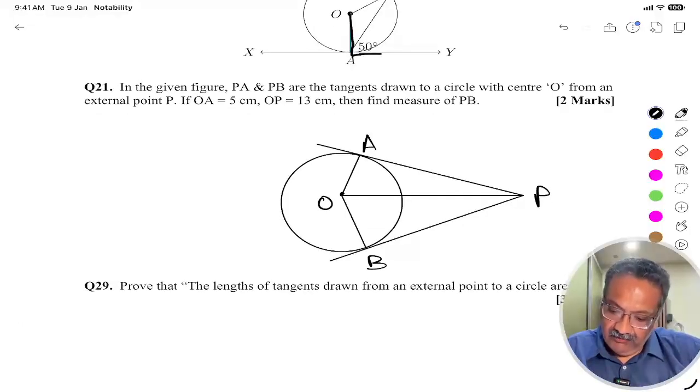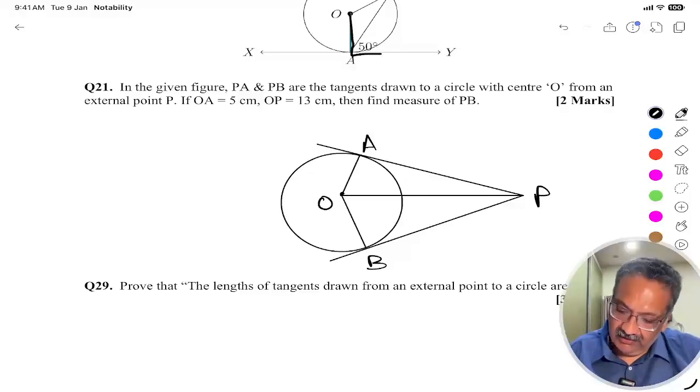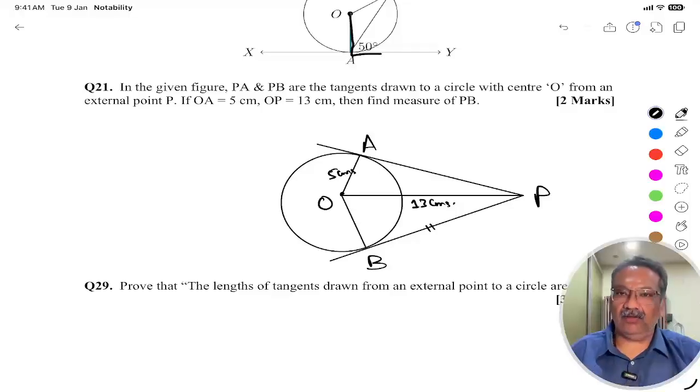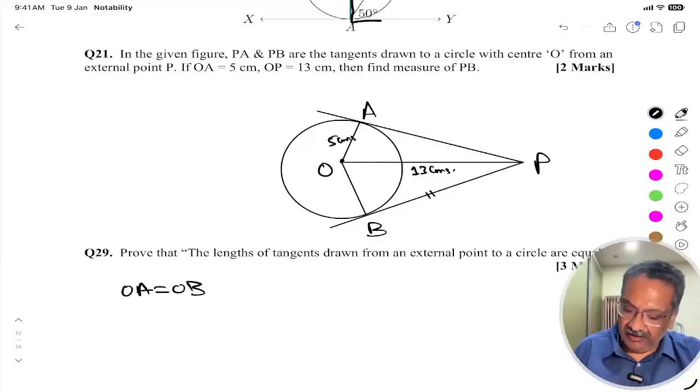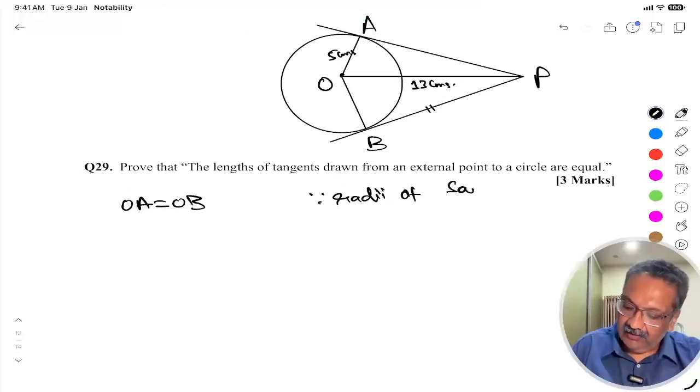21st question. In the given figure, PA and PB are tangents drawn to a circle with center O. If OA is given to be 5 centimeter, OP is given to be 13 centimeter, then find PB. Alright, simple. We know OA is equal to OB, because radii of the same circle.